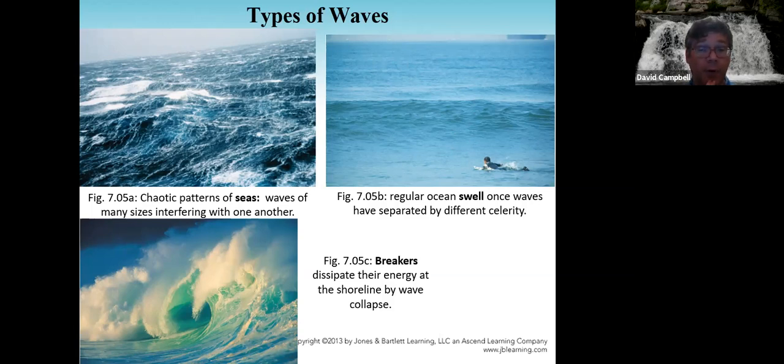Another special type of wave that we can get, which could be associated with seas or swell, is breakers. This is where a wave is getting into shallow water and is starting to spill over in some fashion and lose its energy against the shore.